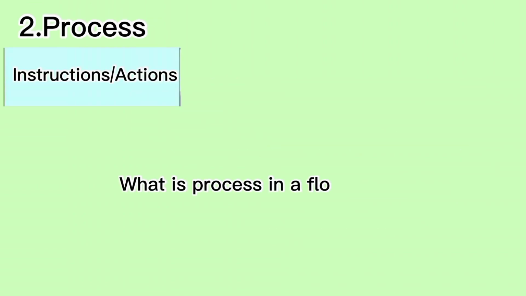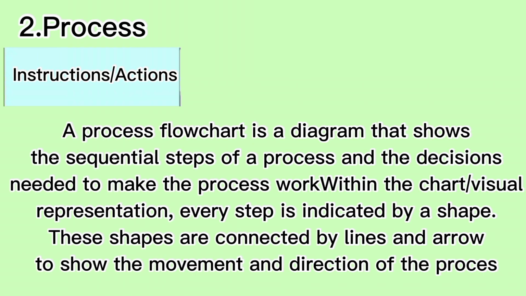What is a process in a flowchart? A process flowchart is a diagram that shows the sequential steps of a process and the decisions needed to make the process work within the chart. In the visual representation, every step is indicated by a shape. These shapes are connected by lines and arrows to show the movement and direction of the process.